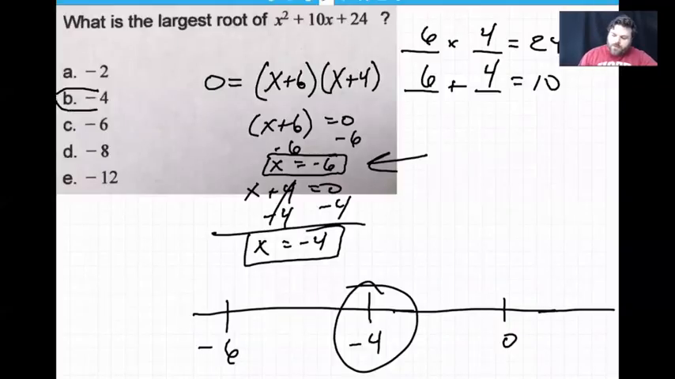So that's probably one that would trick a lot of people. They probably worked the problem out just fine, but they would answer -6. And of course, that wouldn't work. So there we go, -4, answer choice B.